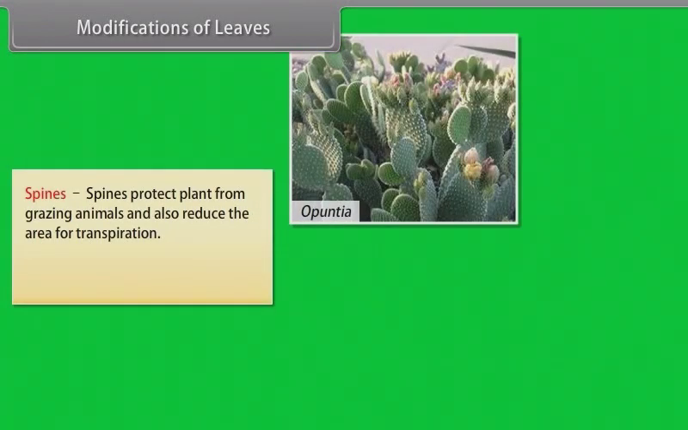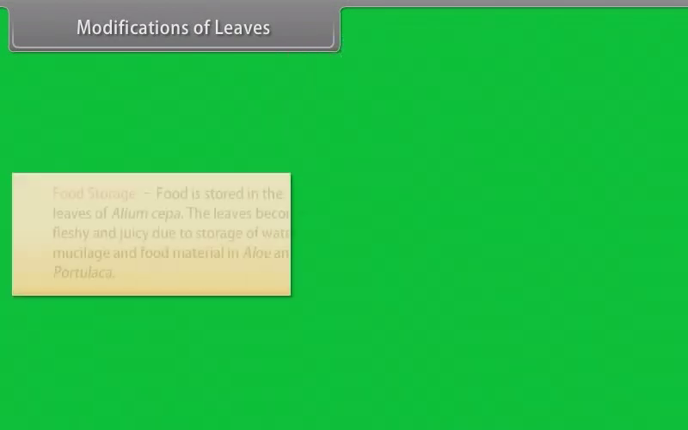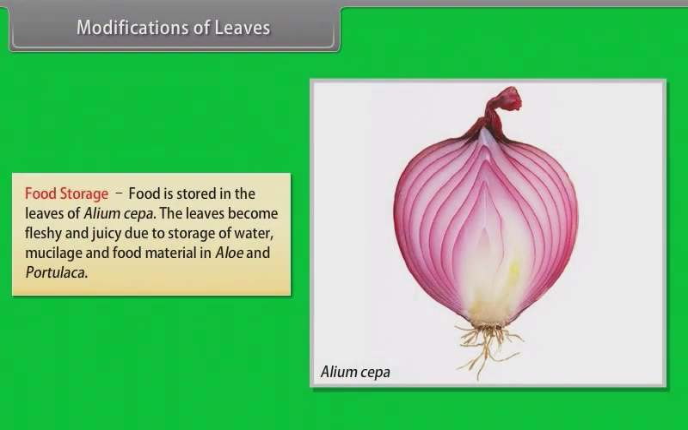Spines. Spines protect plant from grazing animals and also reduce the area of transpiration. Examples: Opuntia, Aloe, Argemone, etc. Food storage. Food is stored in the leaves of Allium cepa. The leaves become fleshy and juicy due to storage of water, mucilage, and food material in aloe and portulaca.